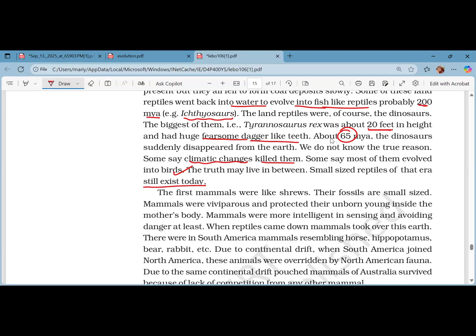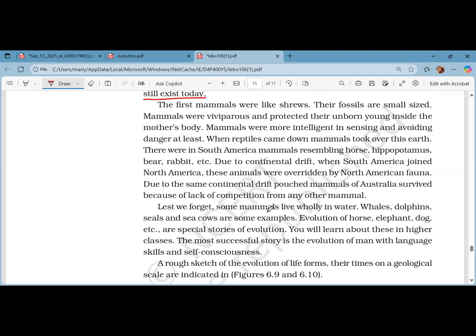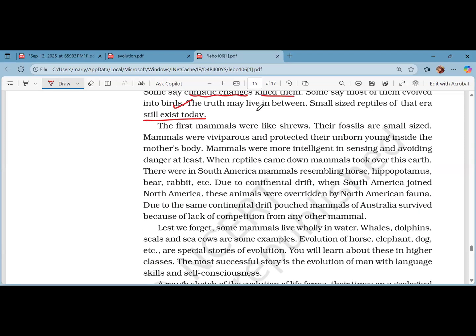still exist today. Talking in terms of the mammals, the first mammals were like shrews, very tiny. Their fossils were very small sized. Mammals were viviparous. Viviparous means they give birth to the young one instead of laying eggs. And they protected their unborn inside their mother's body. Mammals were more intelligent in sensing and avoiding the danger. When reptiles came down, mammals took over the earth. And different types of mammals at different areas.